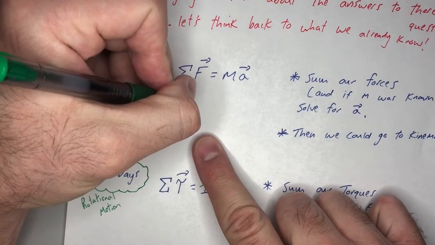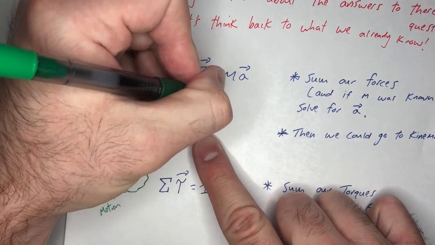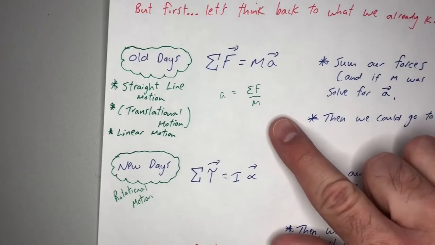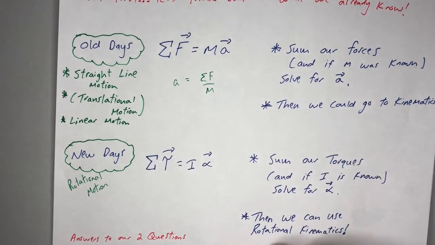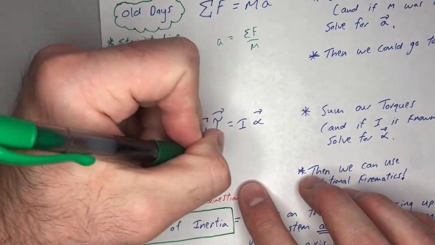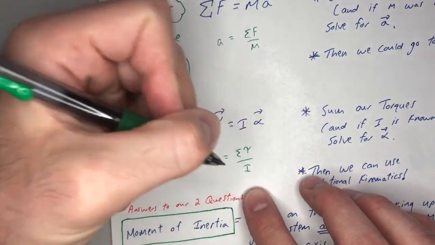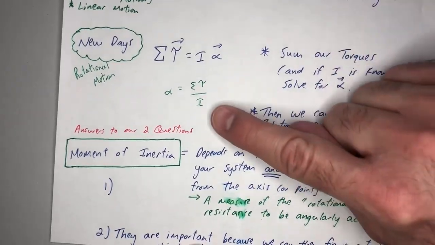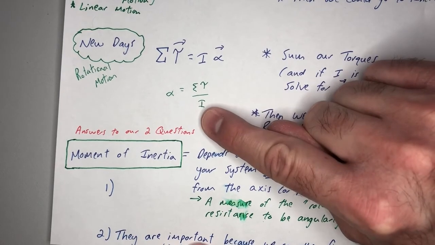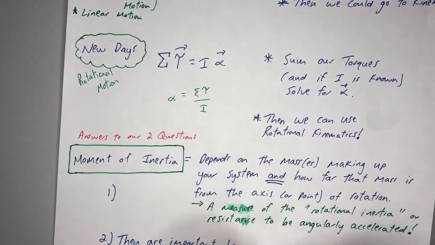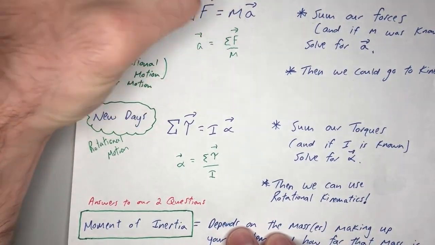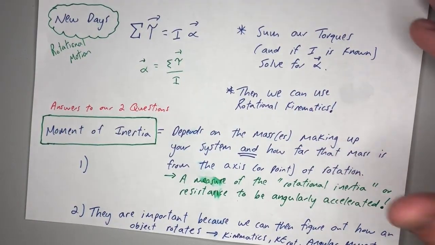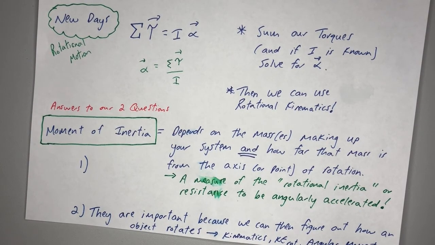Back in the day, a equals the sum of your forces divided by your mass. If you had a large mass, for a certain net force, your acceleration would be smaller. It's the same here. If you solve for angular acceleration, it's the sum of your torques divided by the moment of inertia. So if you had a large moment of inertia, torque divided by a large number, then you'd have a small angular acceleration. Moment of inertia is your resistance to being rotated. Big I means it's going to take a great torque to make it rotate. A small I means it's going to rotate more easily.